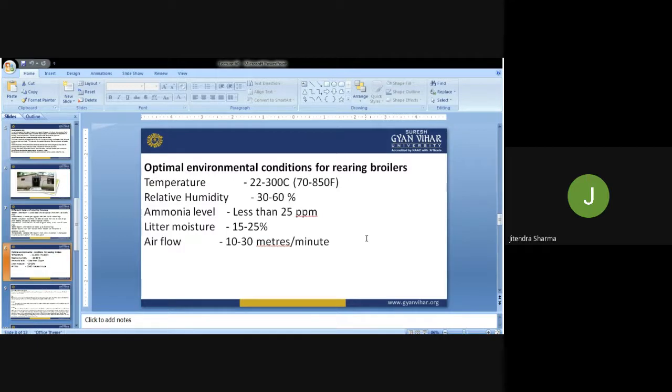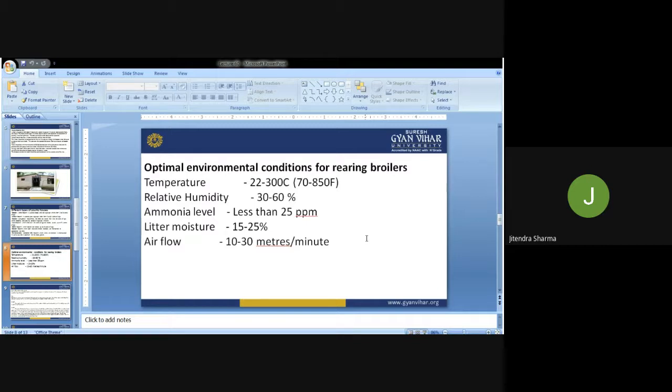So coccidiosis is a litter-borne disease, and we have to avoid that situation. We have to control the litter moisture and maintain it between 15 to 25%, if it is possible. Otherwise, it is going to affect the economic activity of the farms, because if there is coccidiosis, we will see poor laying, and sometimes if it is not controlled through proper medication, we will see bird mortality in a huge amount. So that is why we have to maintain the litter moisture at 15 to 25%.